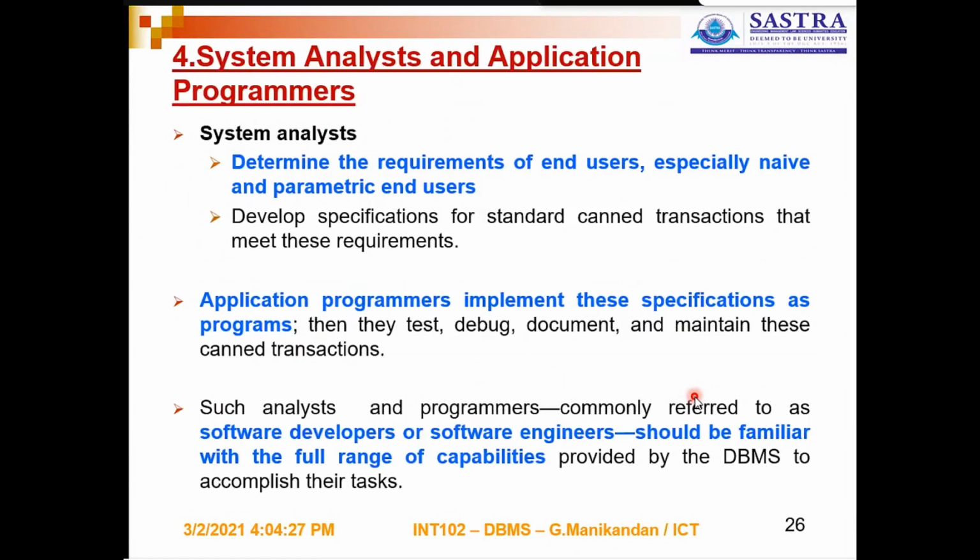The last actor on the scene is the system analyst or application programmer. The system analyst is responsible for determining the requirements of the end users and develops the specification for those requirements. It is the responsibility of the application programmer to develop the code according to the specification given by the system analyst. The application programmer will develop the program or application.